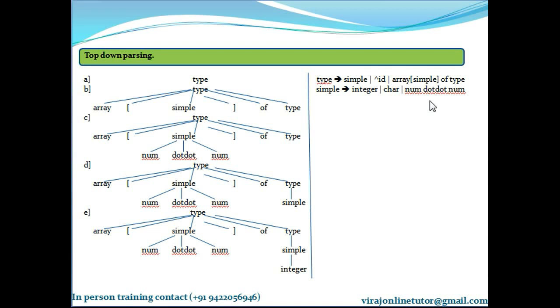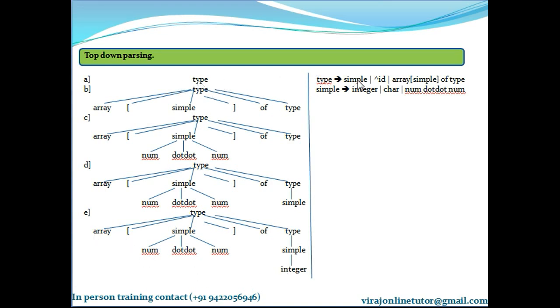Clear? Now there is an input string that is given by the user, and that is array open bracket num dot dot num close bracket of an integer. So this is the input string that is provided by the user, array open bracket num dot dot num close bracket of integer. So the task of us over here is to deduce this string from the starting symbol type.